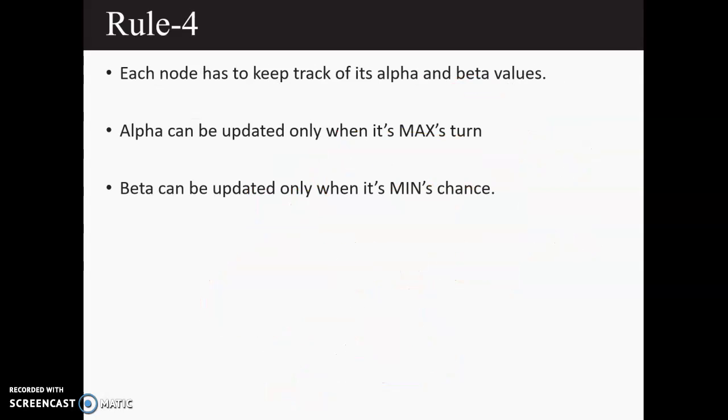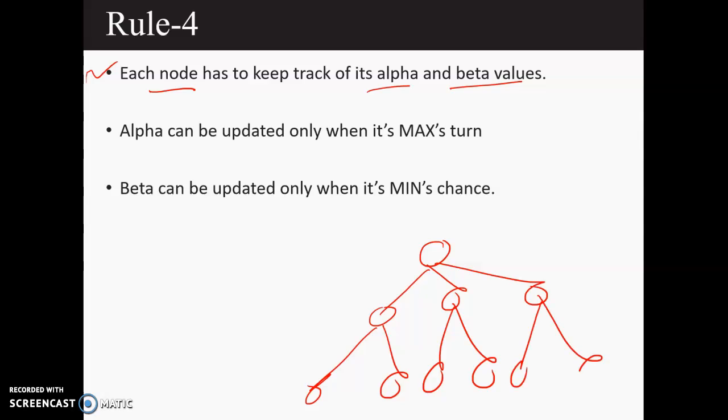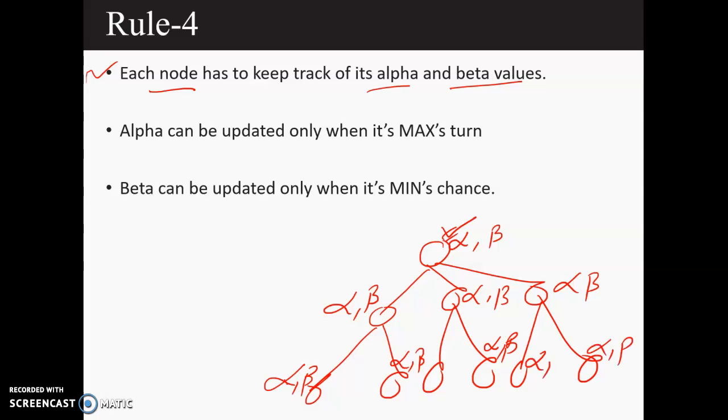The next rule is that for each node, we will maintain the value of alpha and beta. Suppose this is your tree, for example, and this tree has several nodes. For each node, we will maintain the value of alpha and beta. For this node we will have alpha and beta, for this node we will determine alpha and beta, and for this node as well. Similarly, for each node we need to calculate the value of alpha and beta. This is the idea. So the first point of rule number 4 explains that each node will keep track of the values of alpha and beta. Alpha can be updated only for max.